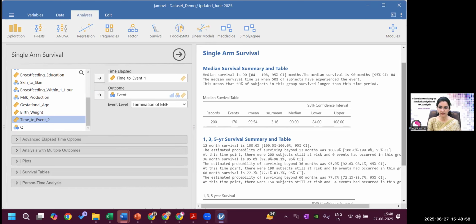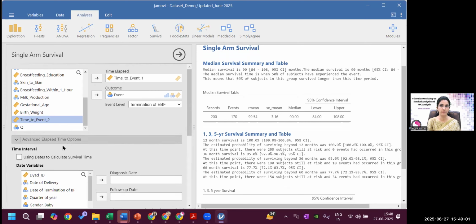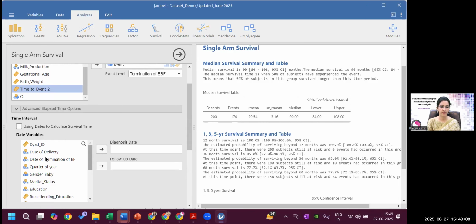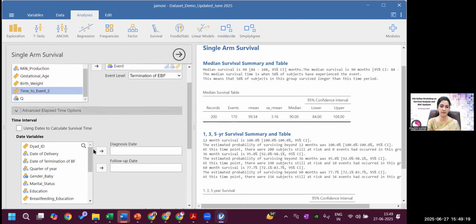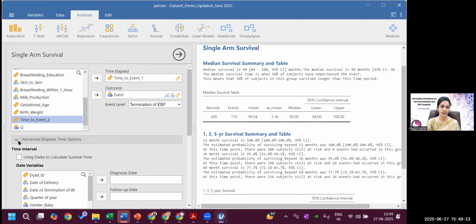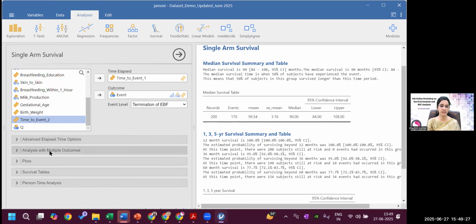Then I will come down. Now this is the option of advanced elapsed time. That means if you don't have the time to event, you can use the start time and the follow-up date: the date of delivery and date of termination. If you enter these two dates, it also adds that column to your data. But you don't use both. Since I have got this time, I will show you with this; use the dates if you don't have that calculation. That's why I'm not using them. The analysis with multiple outcomes I'm skipping for now, because it applies when a person has many other events apart from the one event, and you define more than one event. In this workshop, we are not covering the analysis with multiple outcomes.